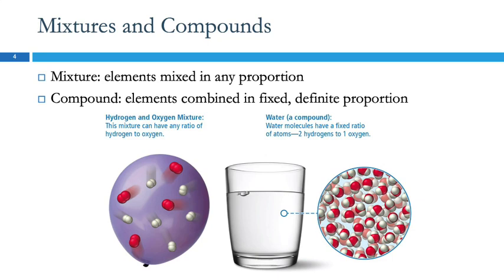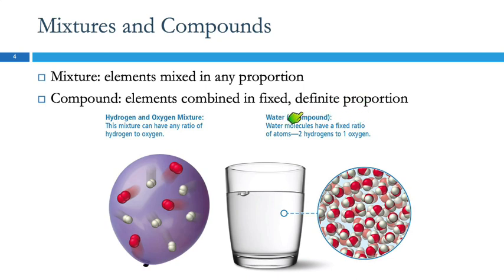A mixture is different than a compound. We talked about this in chapter 1, I think. In a mixture, you can have different elements mixed together in any proportion. An example would be a balloon containing hydrogen gas and oxygen gas. You could put more oxygen gas in, or you could put more hydrogen in. The proportions there are variable. You can change them. In a compound, you have definite proportions.